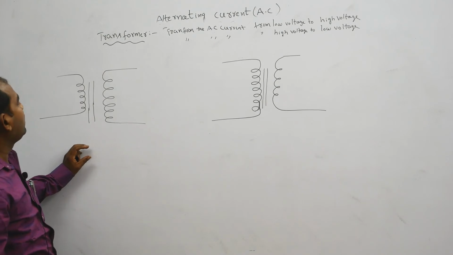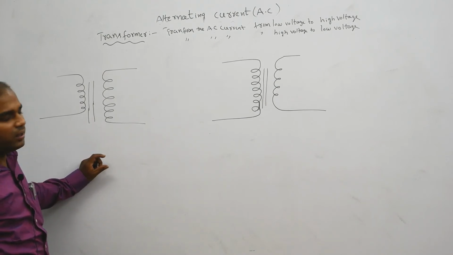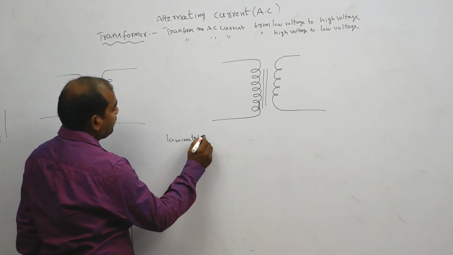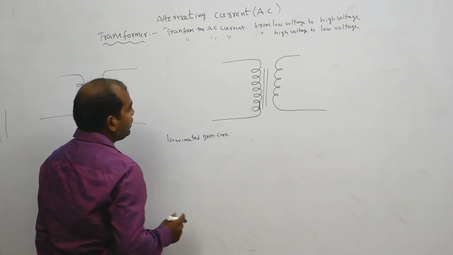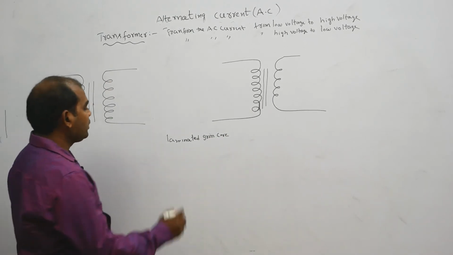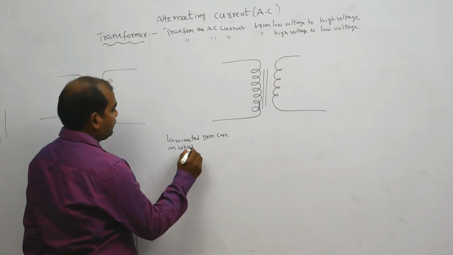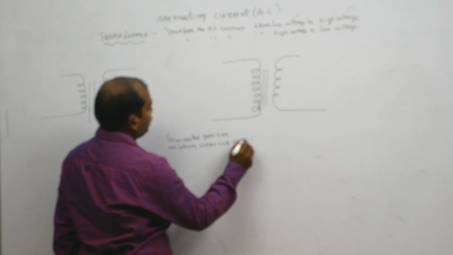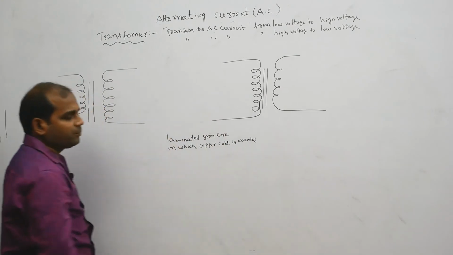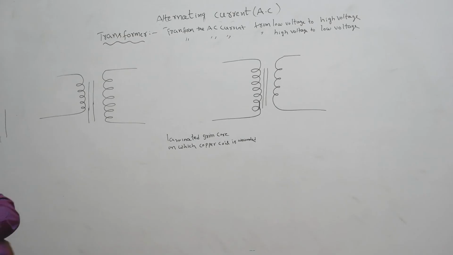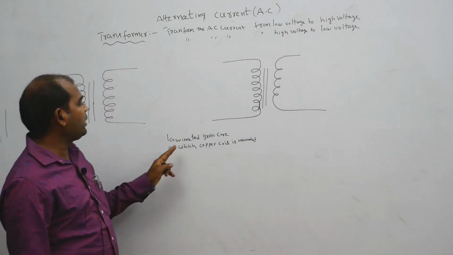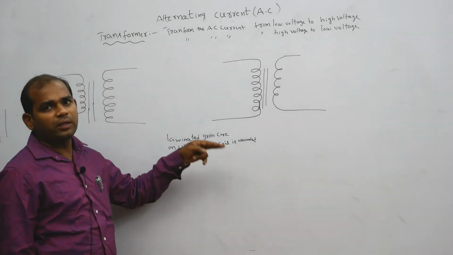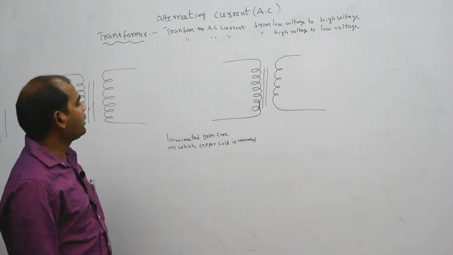A transformer is nothing but a laminated iron core on which the copper coil is wound in a number of turns. This is called a transformer.